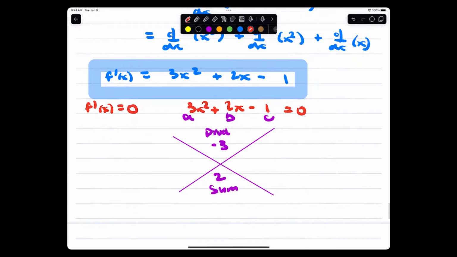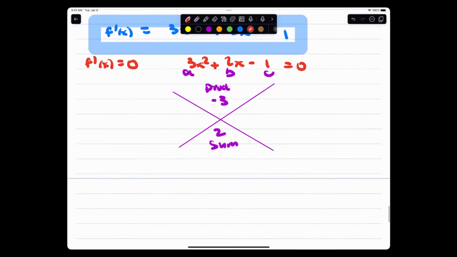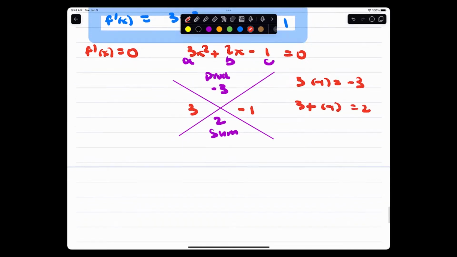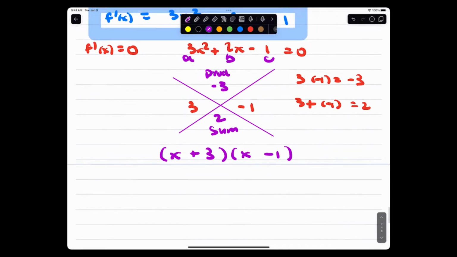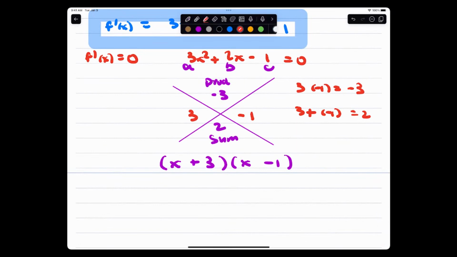Two numbers multiplied together is -3, when added is 2. What do you think the numbers should be? +3, -1. Oh, I think you're right. So let's be careful here. By that crisscross method, we're going to have to remember an important detail. Don't forget A here. Did anybody watch the video that I did for you guys?